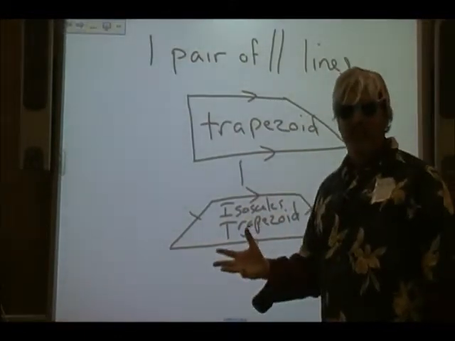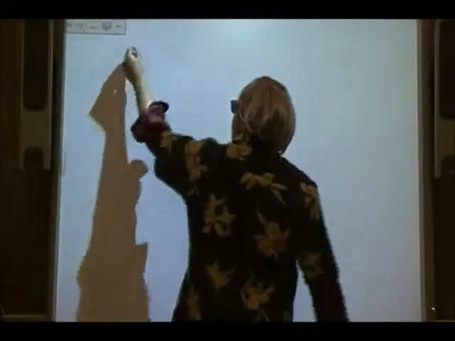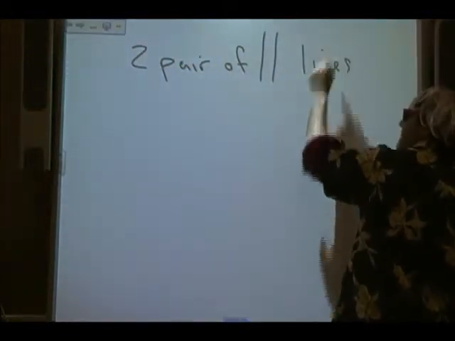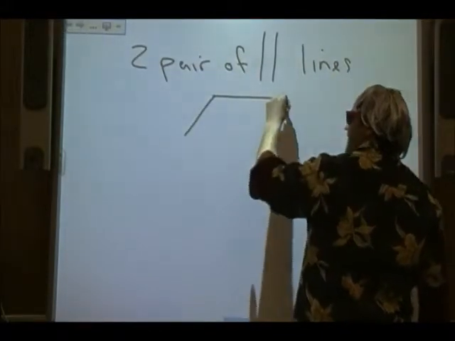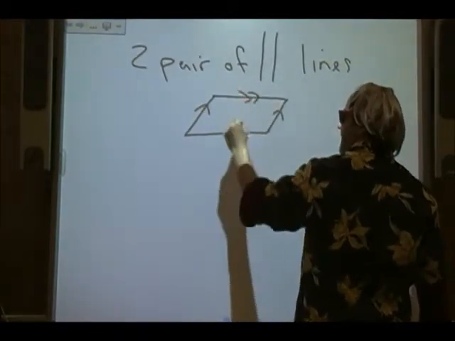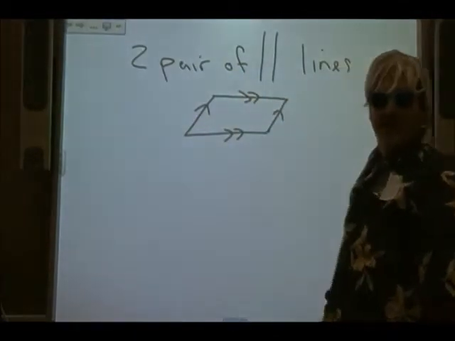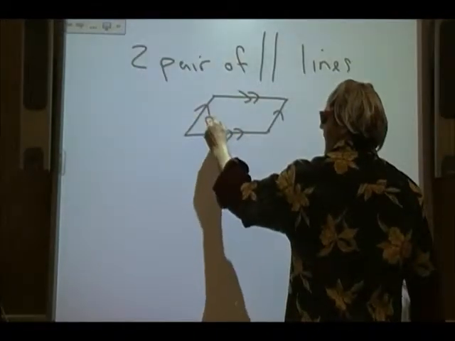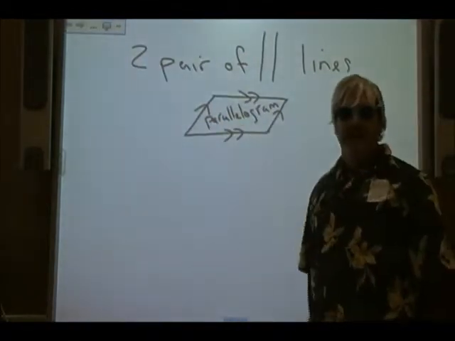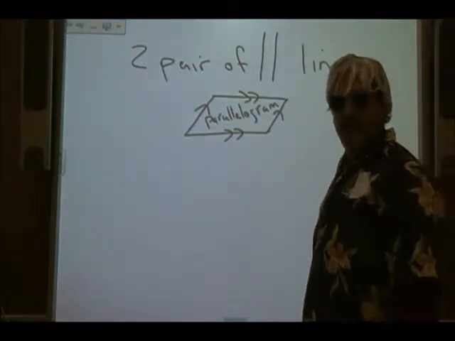And the last thing we can do is when we have two pair of parallel lines. First of all, it looks like this. These are parallel and these are parallel. Since these are parallel and these are parallel, it's called the parallelogram. Parallelogram, which would be another great name if you're having a kid. Parallelogram. Come here, parallelogram. It sounds nice.